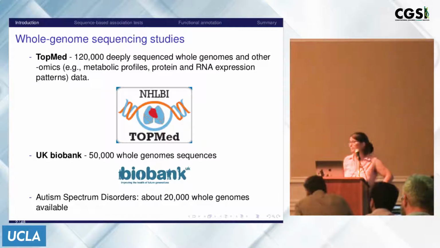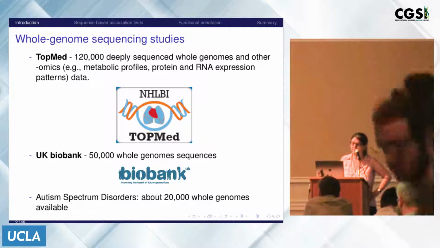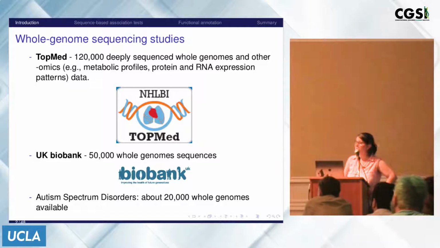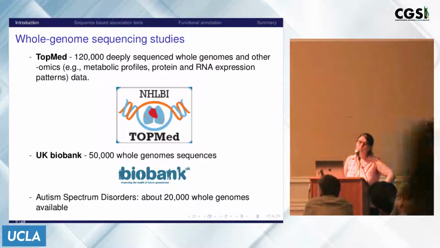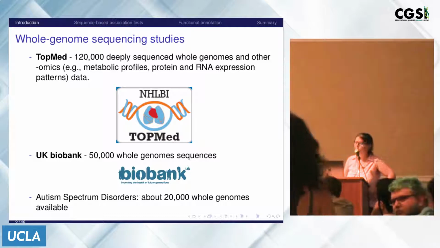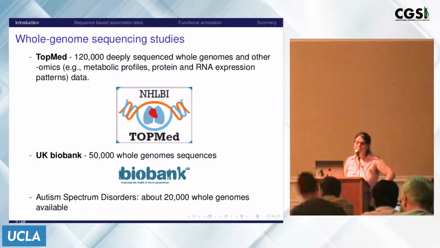As you all know, it's becoming increasingly more efficient to generate whole genome sequencing data on a large number of individuals. There are a few large-scale projects going on, such as TopMed, that plans to generate whole genome data on more than 120,000 individuals, in addition to other types of omic data like metabolic profiles, protein and RNA expression levels, and so on. Another large-scale project is UK Biobank, and they plan to generate whole genome data on 50,000 individuals in this biobank. And there are some smaller-scale projects.